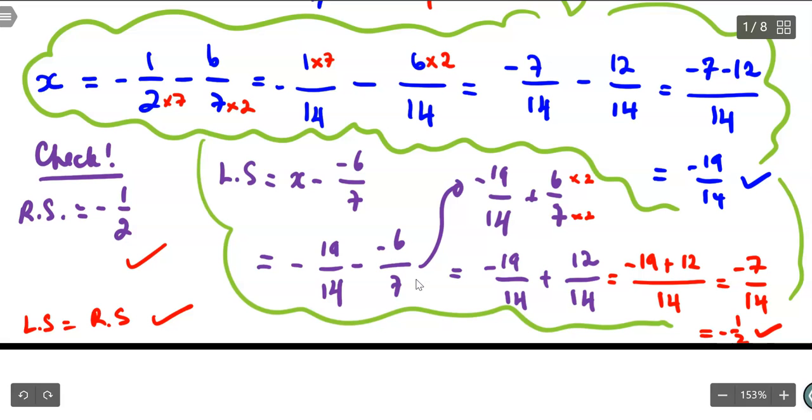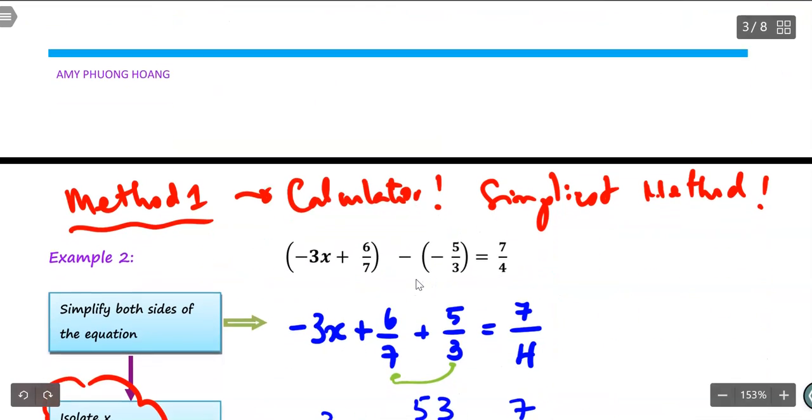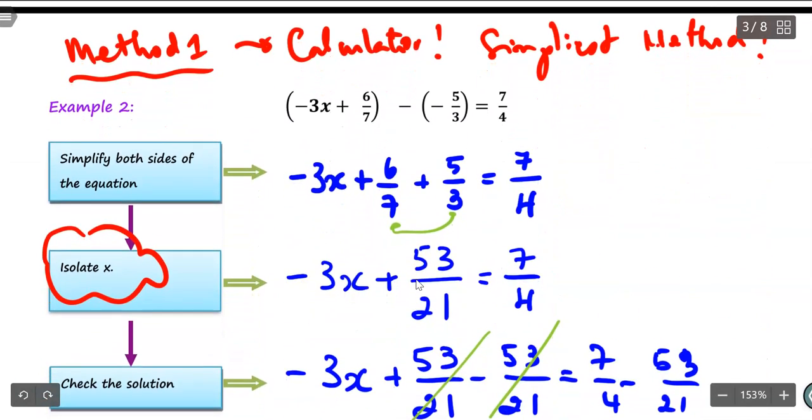All right, okay, so for the next example, I will perform method number 2. In this particular video, I will go over method number 2. And I say method number 1, using the calculator, is the simplest method in this case, like I showed everyone. You are clearing all the brackets, and then you add this fraction.